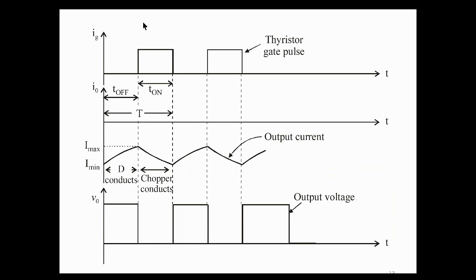When we have the thyristor turning on, we have the chopper conducting, and it is at that point that the energy stored in the inductor is now being released, hence it gradually decreases here. So that's the summary in the graph here.